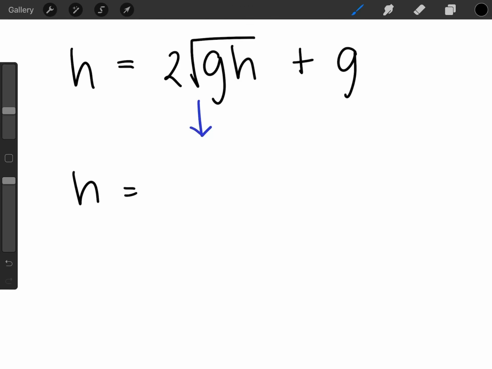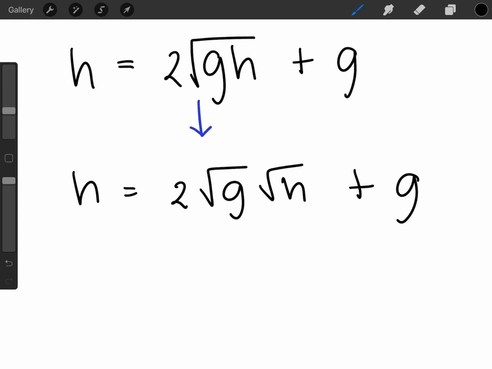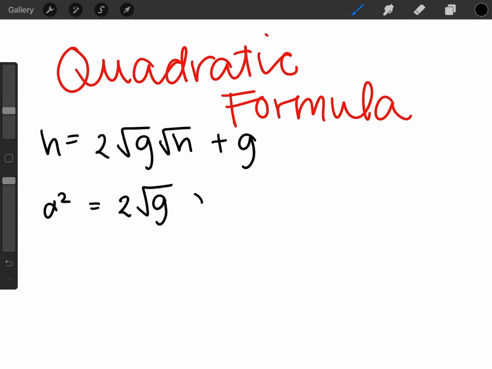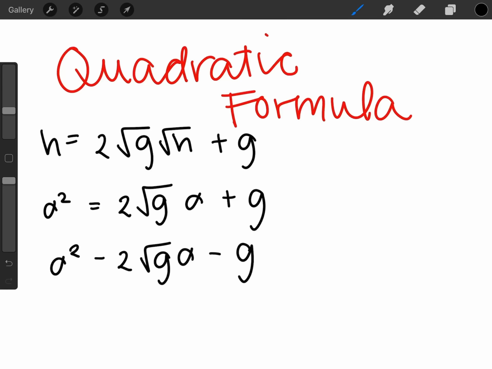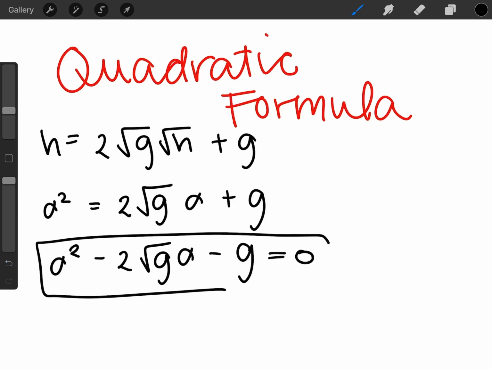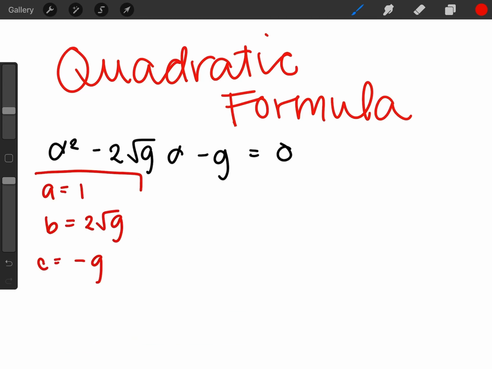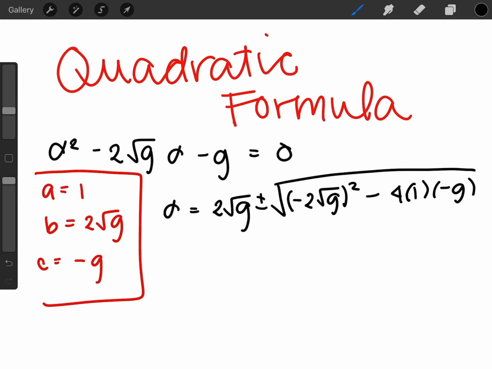Remember that we can factor the equation and express it as the following. Notice that the equation can be converted into quadratic form if you substitute the square root of h with alpha. All you have to do is rearrange the equation. Now we can solve this using the quadratic formula, negative b plus or minus the square root of b squared minus 4ac over 2a, where a is equal to 1, b is equal to 2 square root of g, and c is equal to negative g. Substitute the known values into the formula.